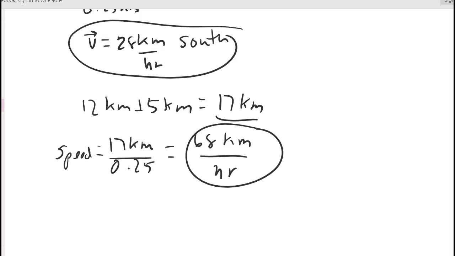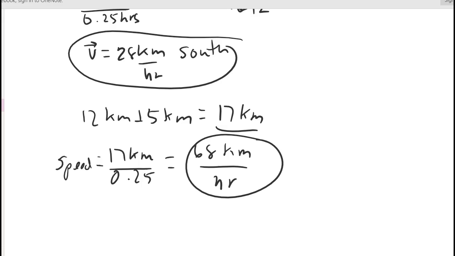Now, this is a lot different. The difference is that speed takes into consideration all the distance that you went. But velocity, right here, just counts the displacement, where you ended up. And you didn't end up very far from where you started. But the speed took into account the fact that you went one direction for a while, and then you came back a little bit.